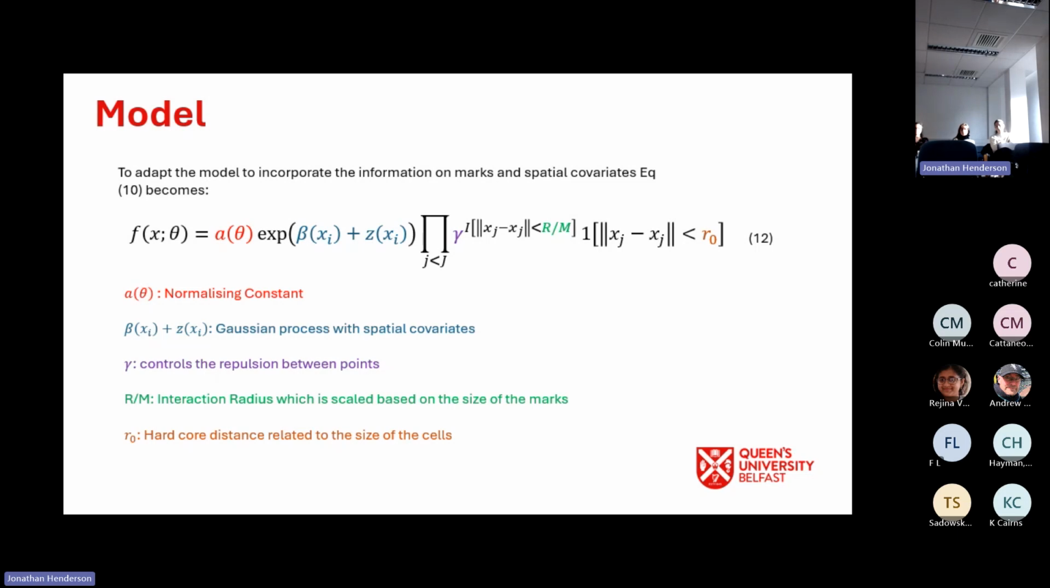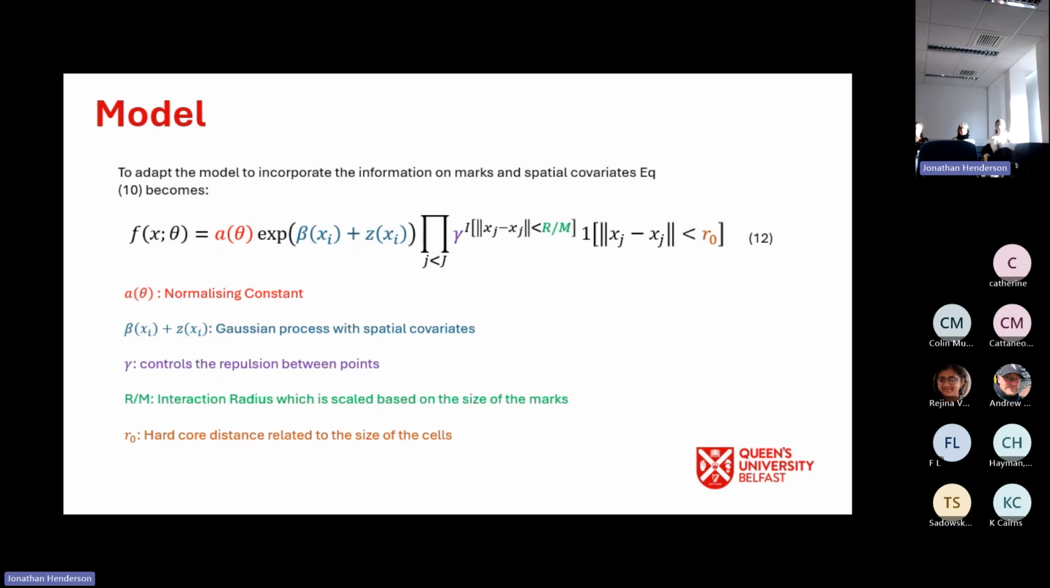And then how we incorporated that into our model was for the simulation part of the process. When we simulated a Gaussian random field, we also simulated the log Gaussian Cox process based on these parameters and based on the spatial covariates that we had. And then we applied the birth-death algorithm based on that. And then the points can't inhibit less than a distance of r naught. That is our hardcore process.